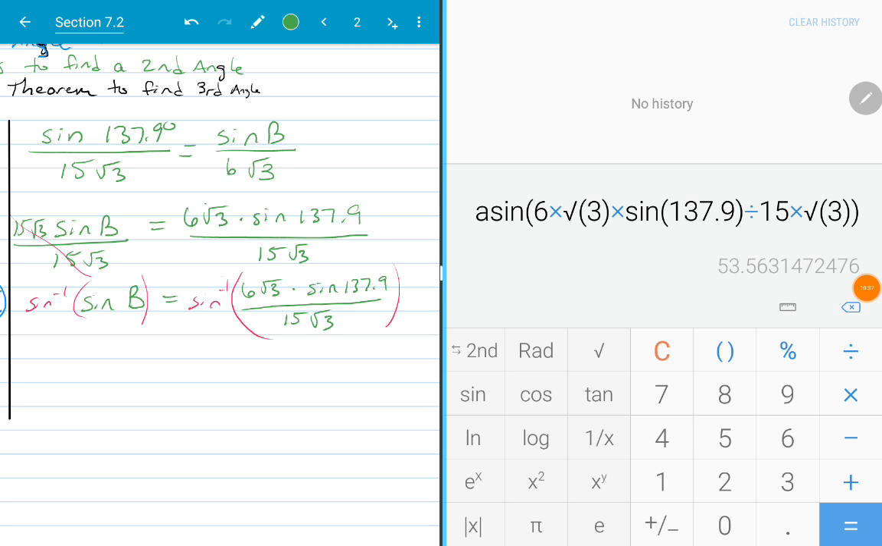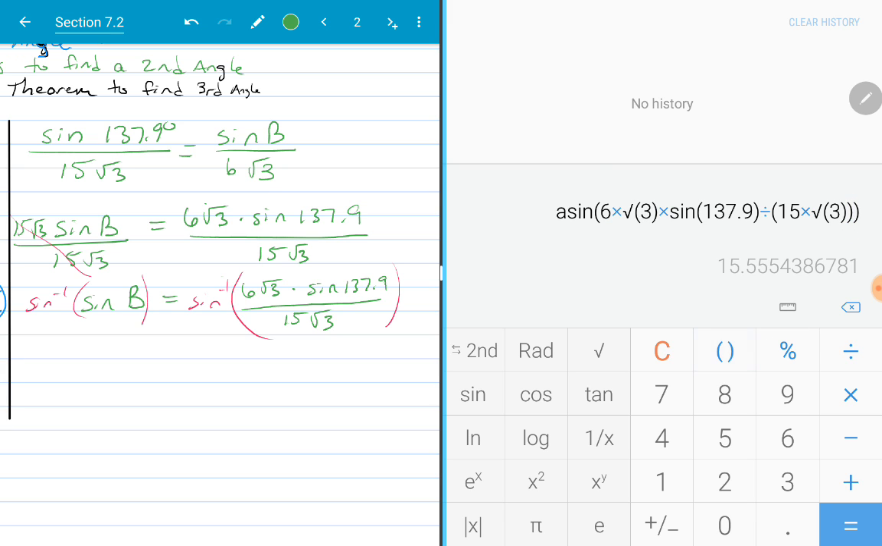Actually, I forgot one parenthesis here. So the denominator needs a parenthesis, so I'm dividing by 15 times radical 3, so the radical 3 is also in the denominator. So there's another parenthesis there, so that gives me 15.6 degrees for B, approximately.